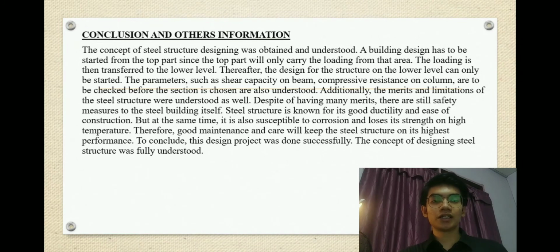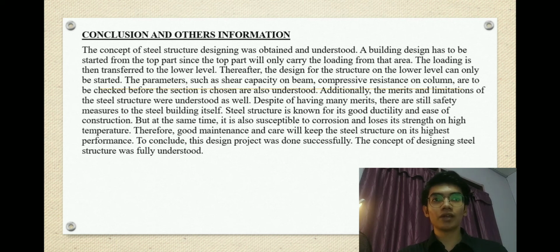Next is the conclusion and other information. The concept of steel structure design was obtained and understood. A building design has to be started from the top part, since the top part will only carry the loading from that area. The loading is then transferred to the lower level. Thereafter, the design for the structure on the lower level can only be started. The parameters such as shear capacity on beams and compressive resistance on columns are to be checked before the section is chosen, and are also understood. Additionally, the merits and limitations of steel structures were understood as well.